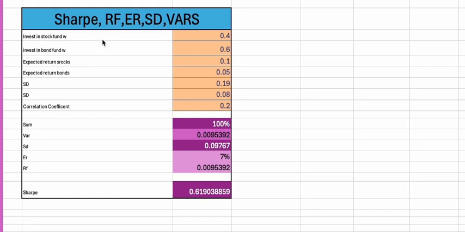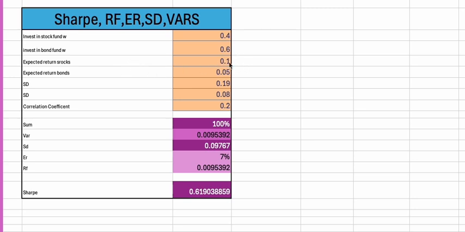for Sharpe ratio again, as well as risk-free rate, expected return, standard deviation, and variance. We're going to be using the investment in stock fund W, and that is going to be 0.4 investment in stock fund W, and these W's are standing for the weights. So these are the weights in the stock and the bond fund. So 0.4, 0.6, average going all the way up to 1.